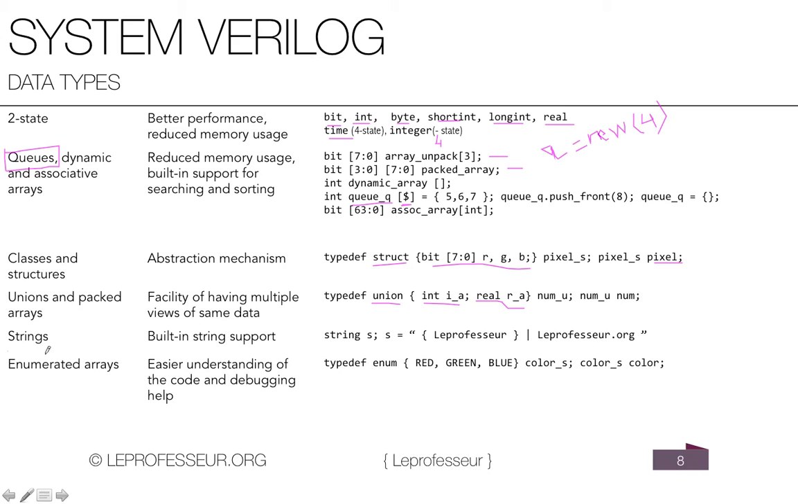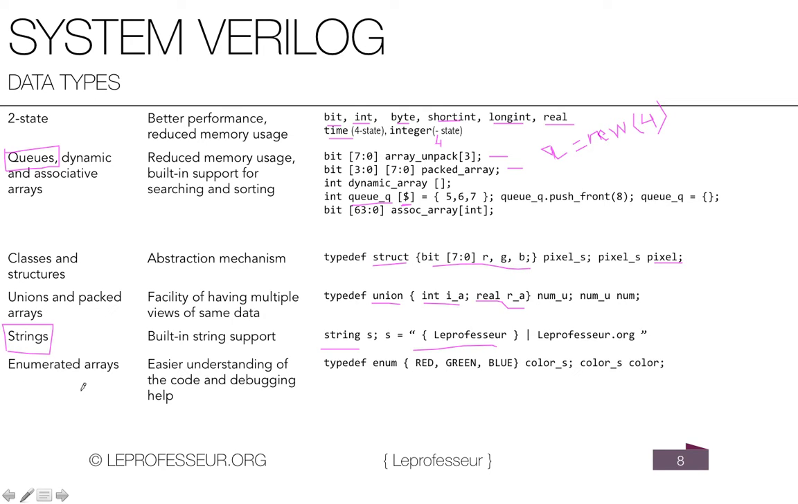Now let's talk about strings. A very powerful feature in SystemVerilog, especially for verification purposes when you want to print out different messages. Say, for example, you can define a string s, and s contains leprofesseur.org. Easy. Now if you want to print s, just write s. String operations, searching, sorting, finding a word in the string are easy. There is inbuilt support for strings.